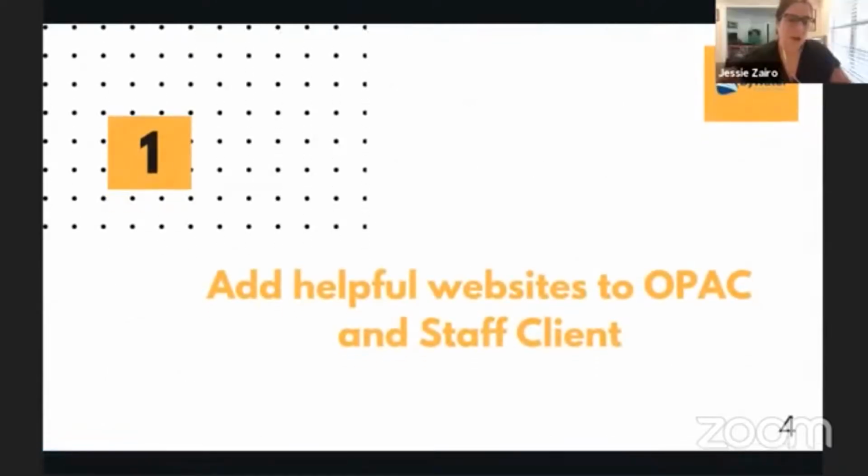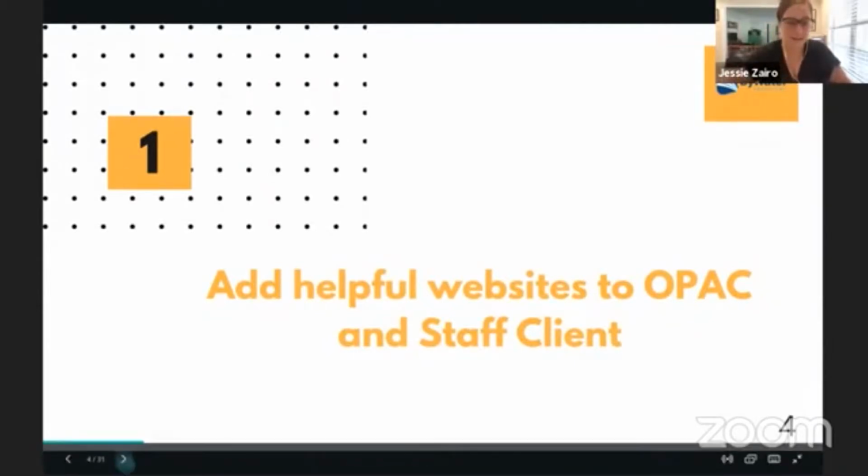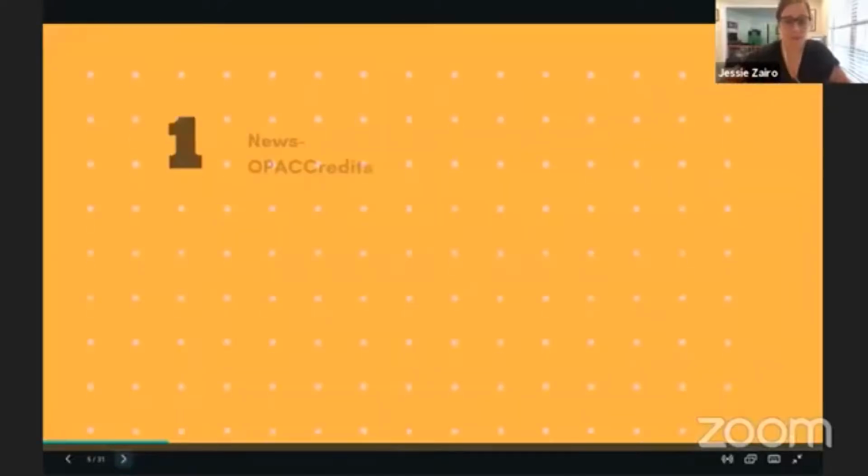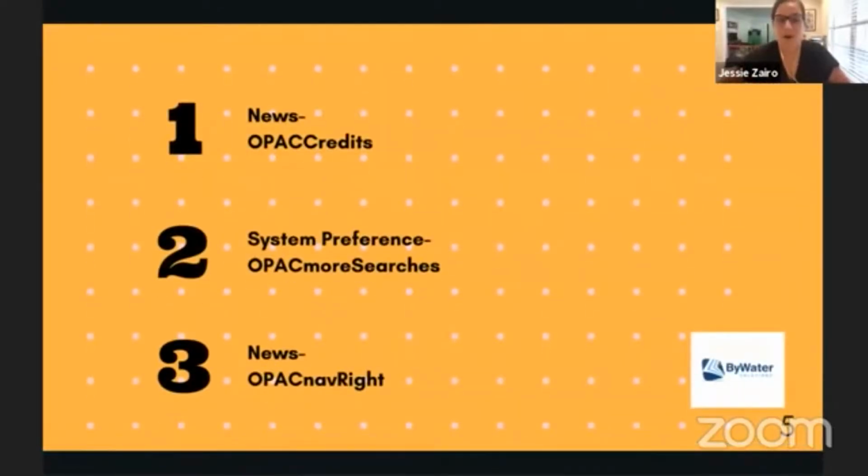So the first thing we're going to talk about is how to add helpful websites to the Opac and the staff client. And there's a few different ways that you can do that. There are some system preferences along with news features. So if you've been following us on Monday Minutes, you know that there's a few system preferences, both Opac credits and Opac NavWrite, that are now in the news feature. And that allows you to use the news feature to customize both of those enhancements as they're going out.